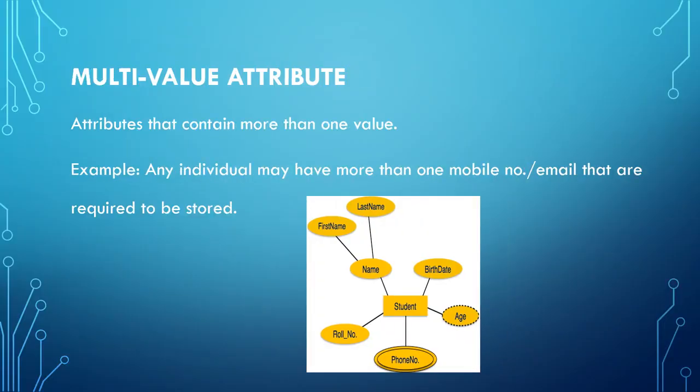Multi-valued attributes. An attribute which can have multiple values is known as a multi-valued attribute. Multi-valued attributes have multiple values for a single instance of an entity. Here, the student has an attribute named phone number. One student can have multiple phone numbers. So, we can say that phone number can have multiple values. It is represented by a double oval shape.